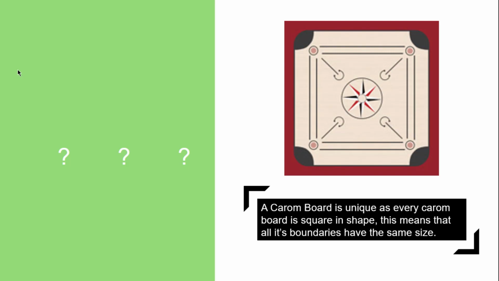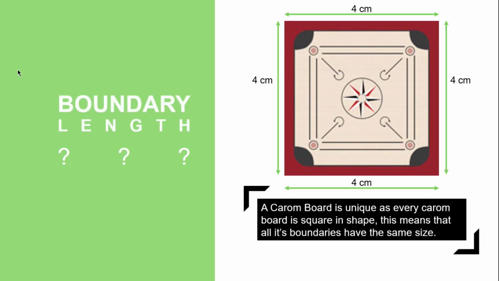Okay, so now when this is square in shape, it means that all its boundaries have the same size. Okay, the boundaries means nothing but the edges of the carom board. Okay, they are all of equal length. So if I asked you that one of the sides was 4 centimeter, what would be the length of the other three? Okay, so you would answer me 4 centimeter. Well done. But now if I asked you what is the boundary length, can you tell me what is the length of the boundary for this?